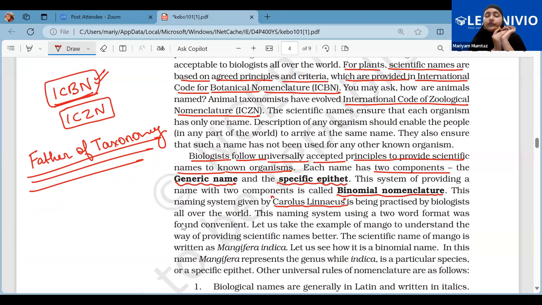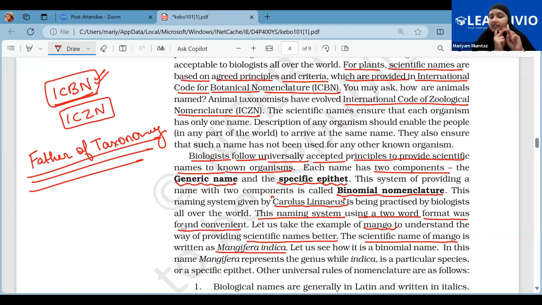And the rules for naming that he laid out are practiced by every single biologist, any person in the field of biology. He uses or follows these rules. Now, this naming system using a two-word format was found convenient. Let us take the example of mango to understand the way of providing scientific names better. The scientific name of mango is Mangifera indica. Two names are there, Mangifera and indica.